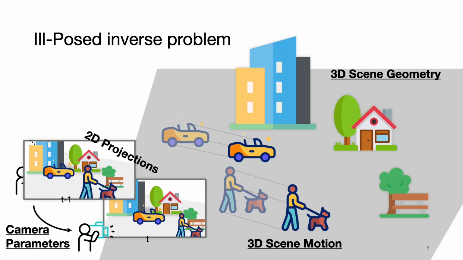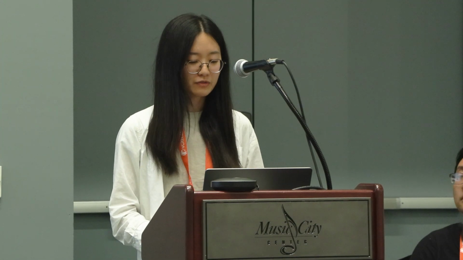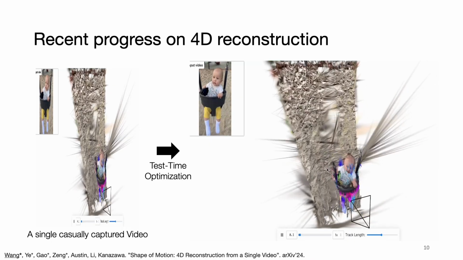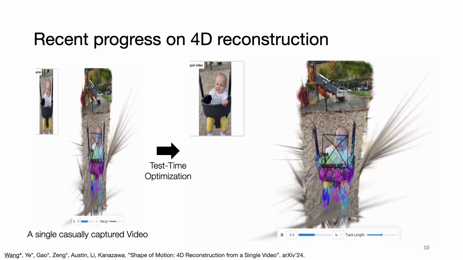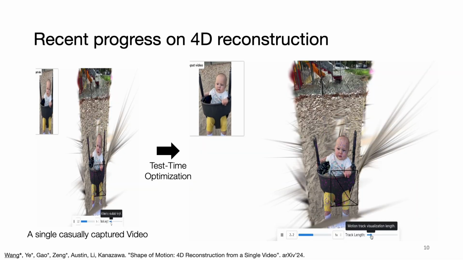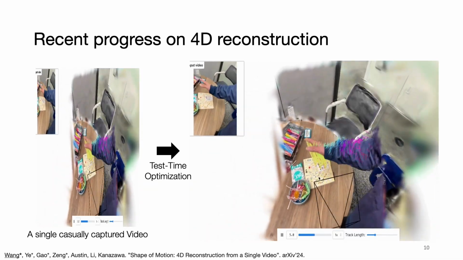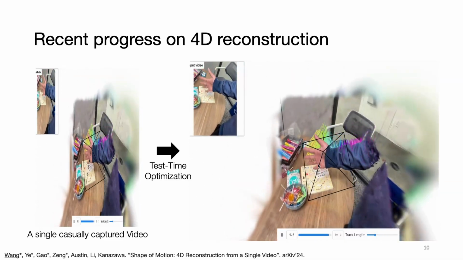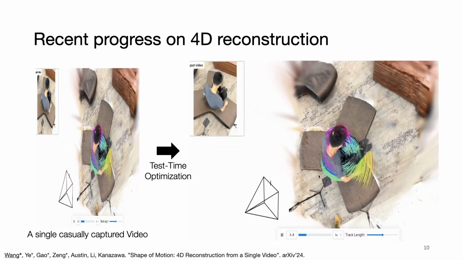This is very challenging, and it wasn't possible until very recently. I work on this specific problem myself, and here's our input and output. This project is called Shape of Motion. From a single casually captured 2D video, we can recover the quantities that I just mentioned. These are all cherry-picked results, but this is something that wasn't possible before, especially from casually captured video.